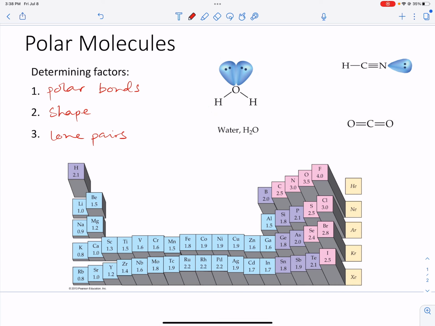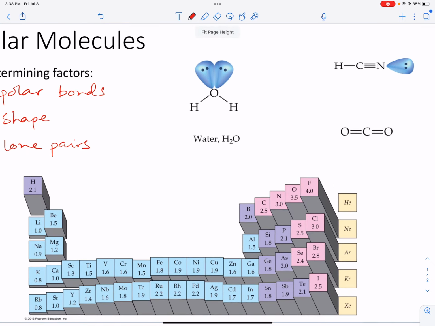All right, to decide if a molecule is polar or nonpolar, you need to consider three things. First, you need to consider whether the molecule has any polar bonds. Secondly, you need to consider the shape of the molecule. Mostly you're trying to decide, is my molecule symmetrical or asymmetrical when it comes to the polarity in the bonds. And then three, are there any lone pairs on my molecule?